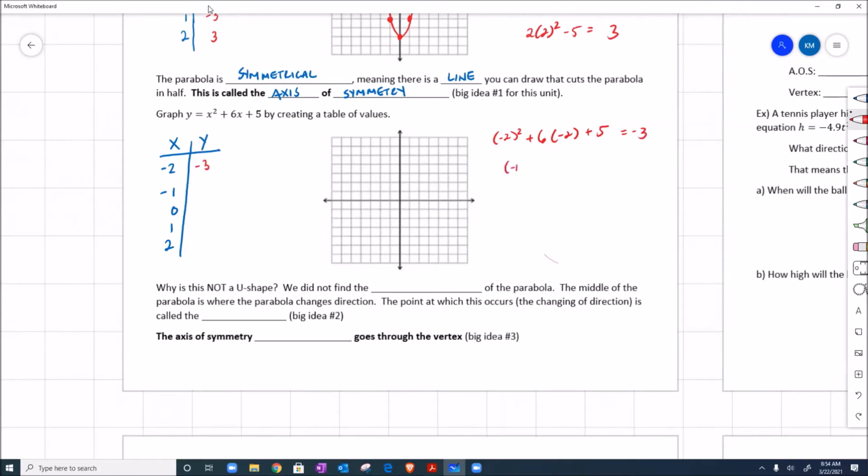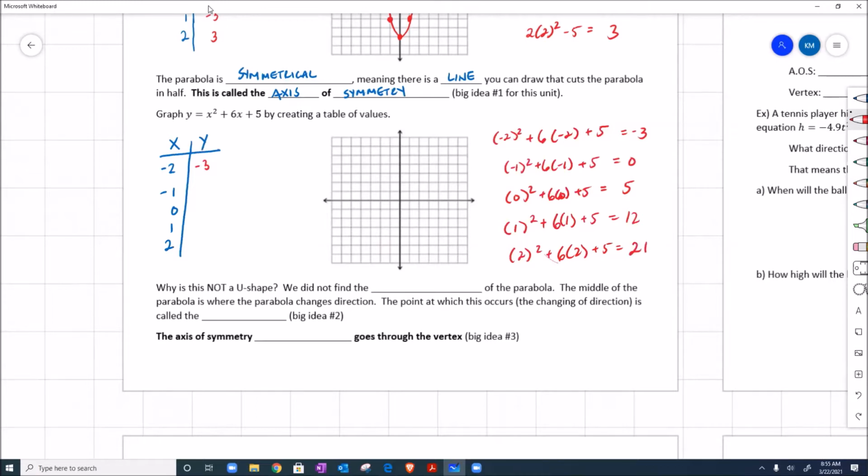Do the same thing for -1 squared plus 6 times -1 plus 5. It's 1 minus 6 is -5 plus 5 equals 0. Doing the same thing here, 6 times 0 plus 5, and that gives us 5. Do that same thing here for 1 squared plus 6 times 1, 1 plus 6, 7 plus 5 is 12. And then do the same thing last time here, 2 squared plus 6 times 2 plus 5 equals 4, 16, 21.